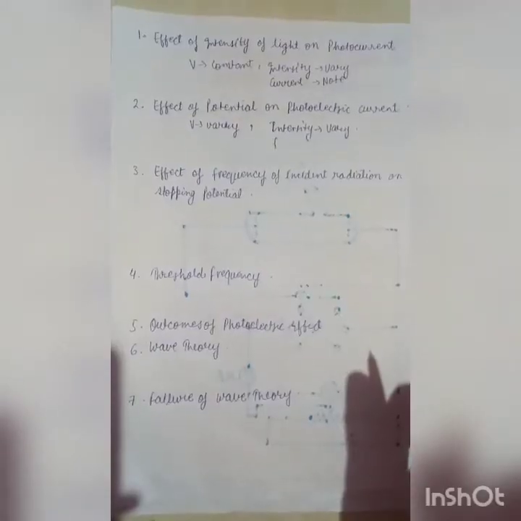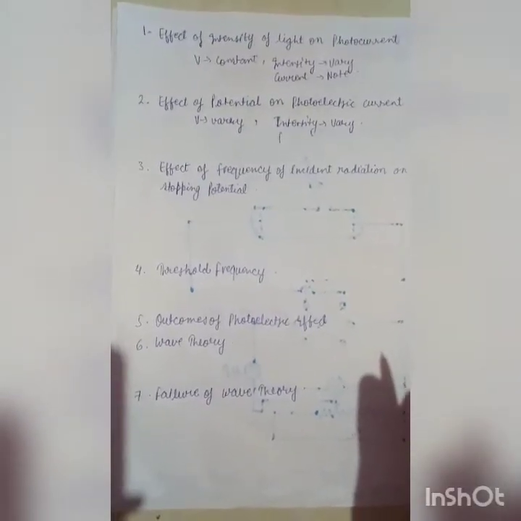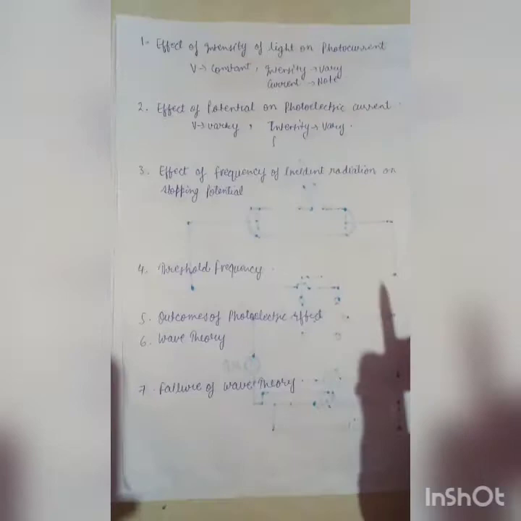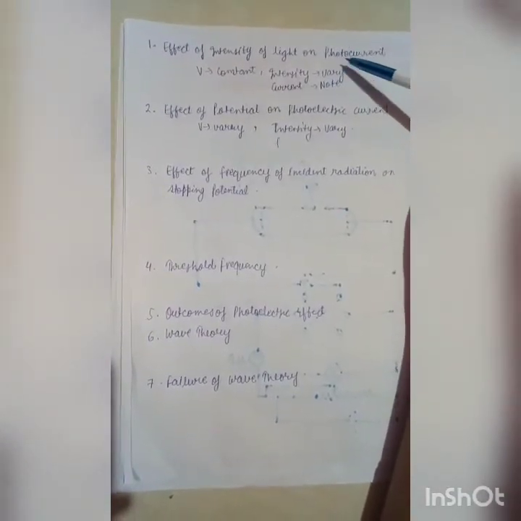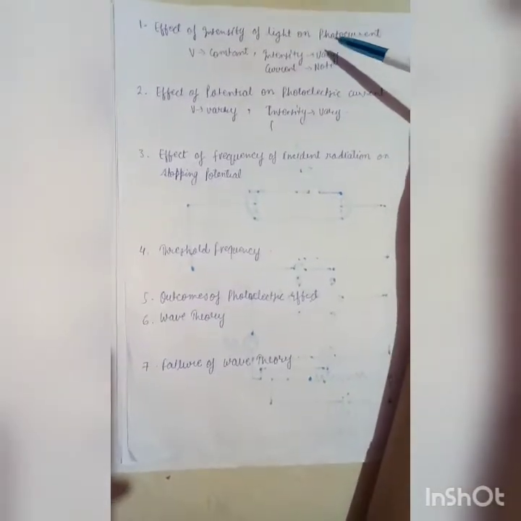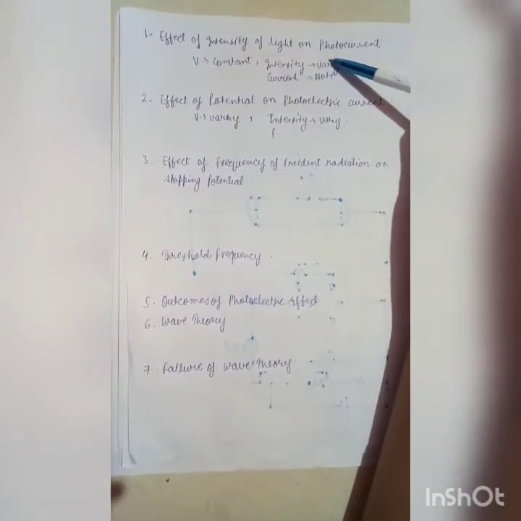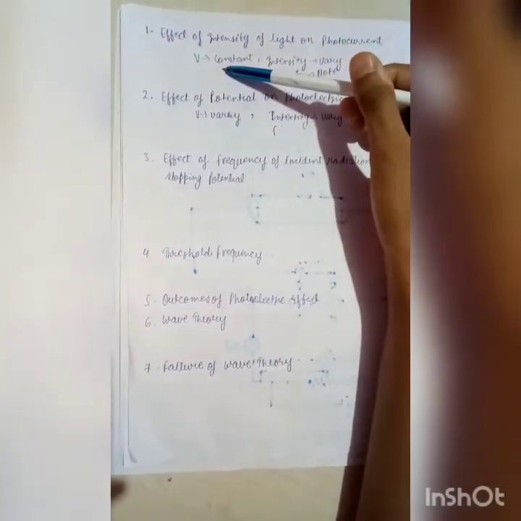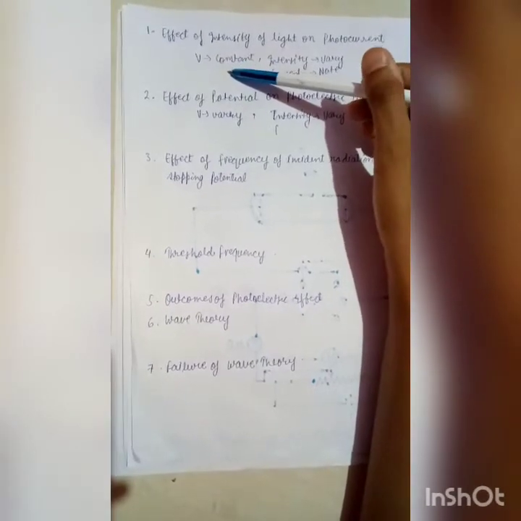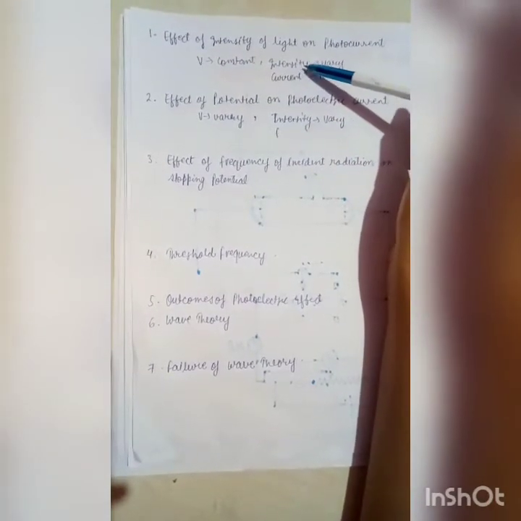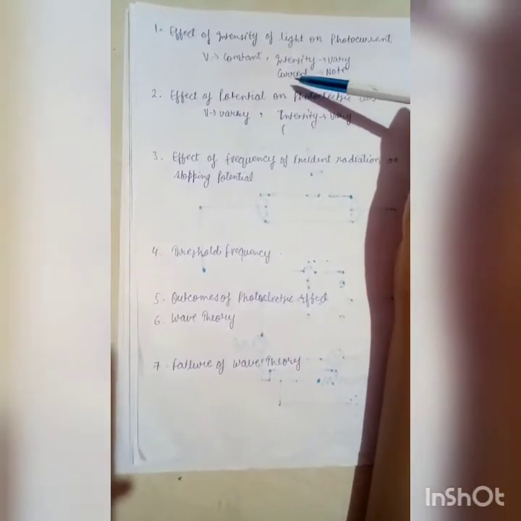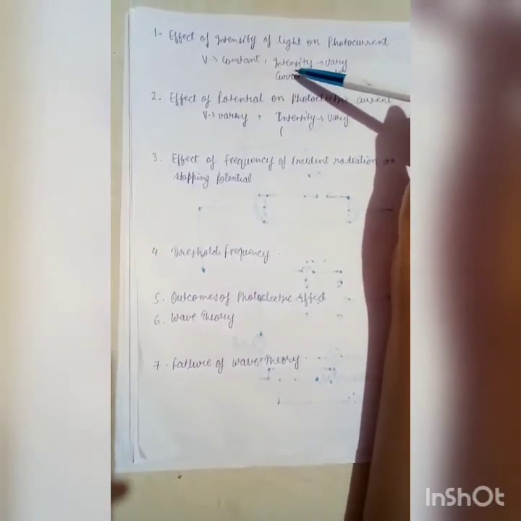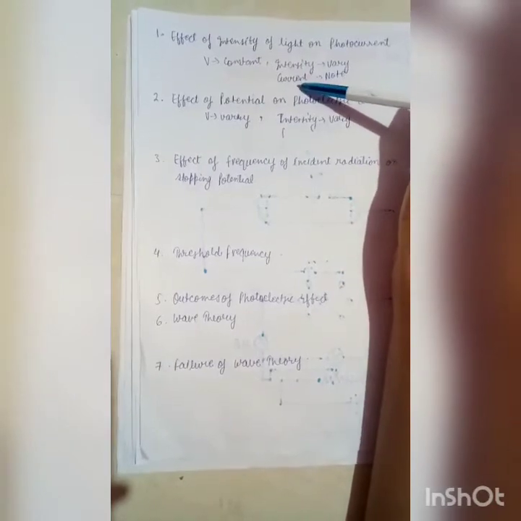Okay, so this is the sequence in which we are going to discuss things. First of all, we will discuss the effect of intensity of light on photocurrent. In this section, we will keep the voltage at a constant value, then vary the intensity and note its effect on the photocurrent. Then we are going to study the variation of intensity and current.